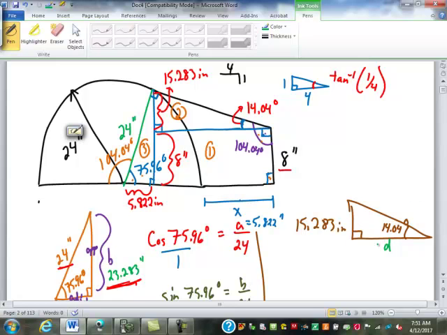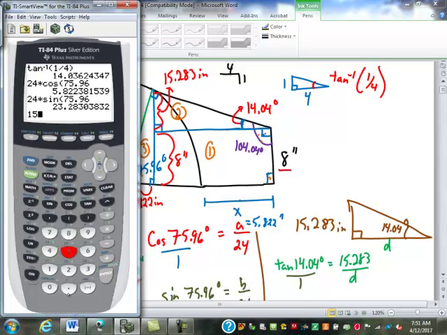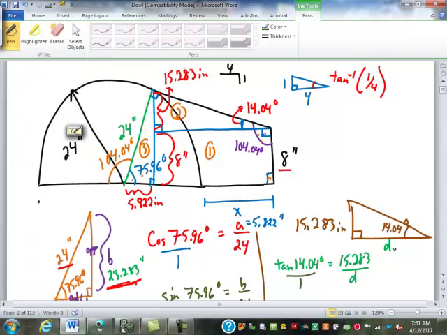So that's going to be the opposite and the adjacent side. That's going to be tangent of the 14.04 degrees equals 15.283 over D. So I have to put this over 1, and we will cross multiply. 1 times 15.283, which is 15.283, divided by the tangent of 14.04. Gives us 61.115 inches.